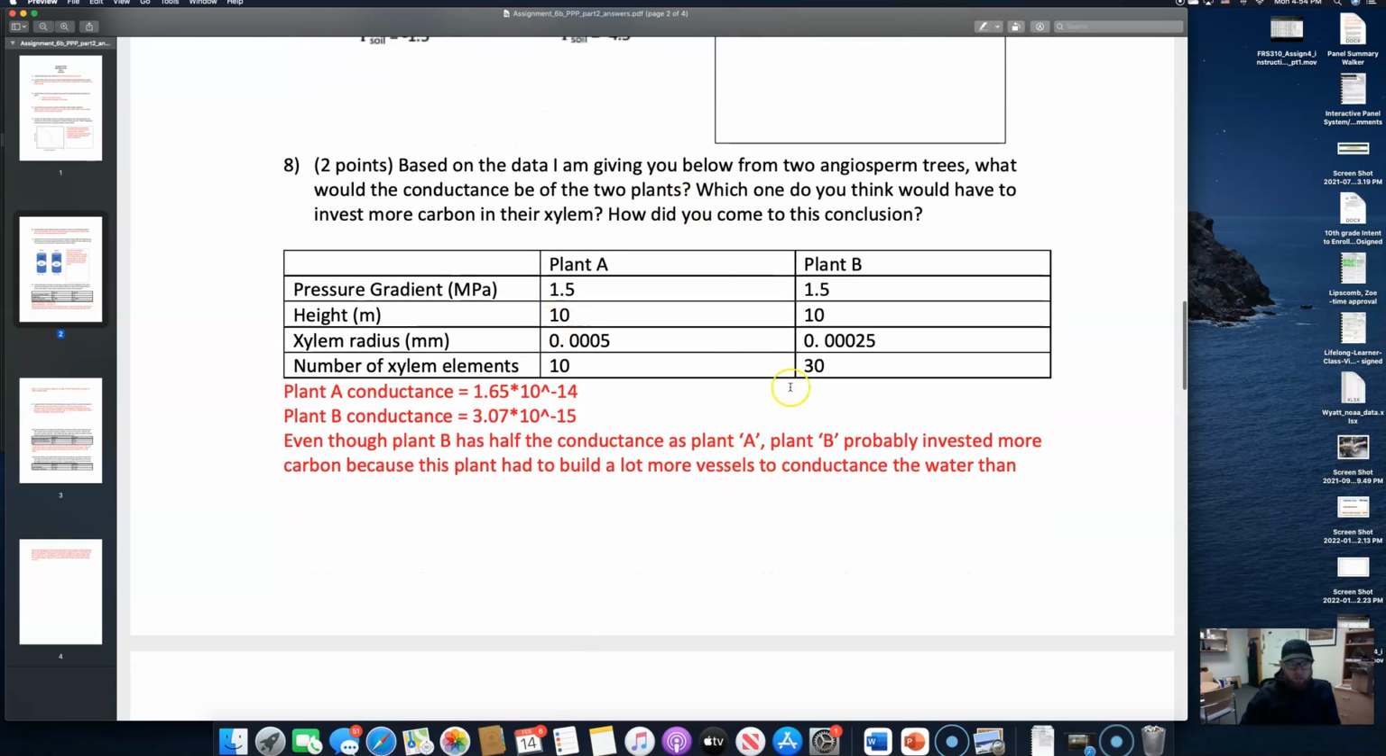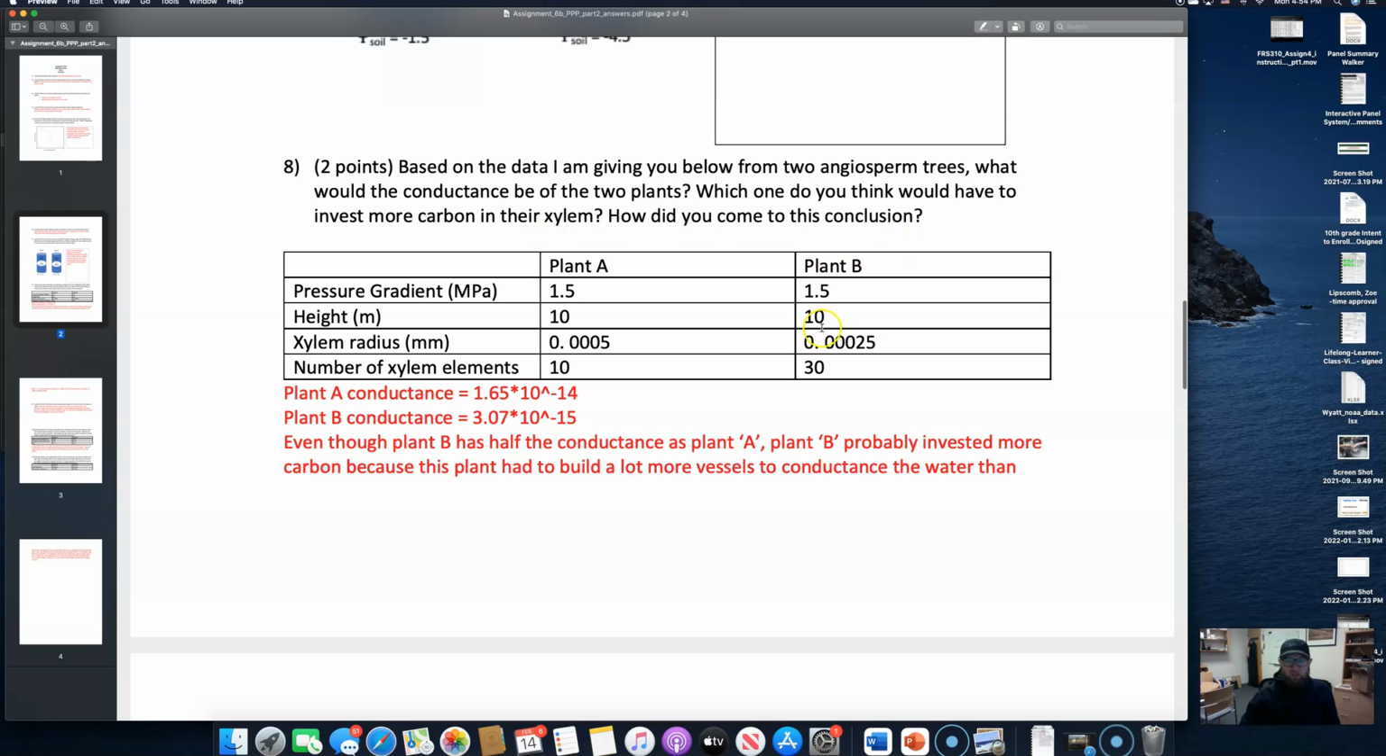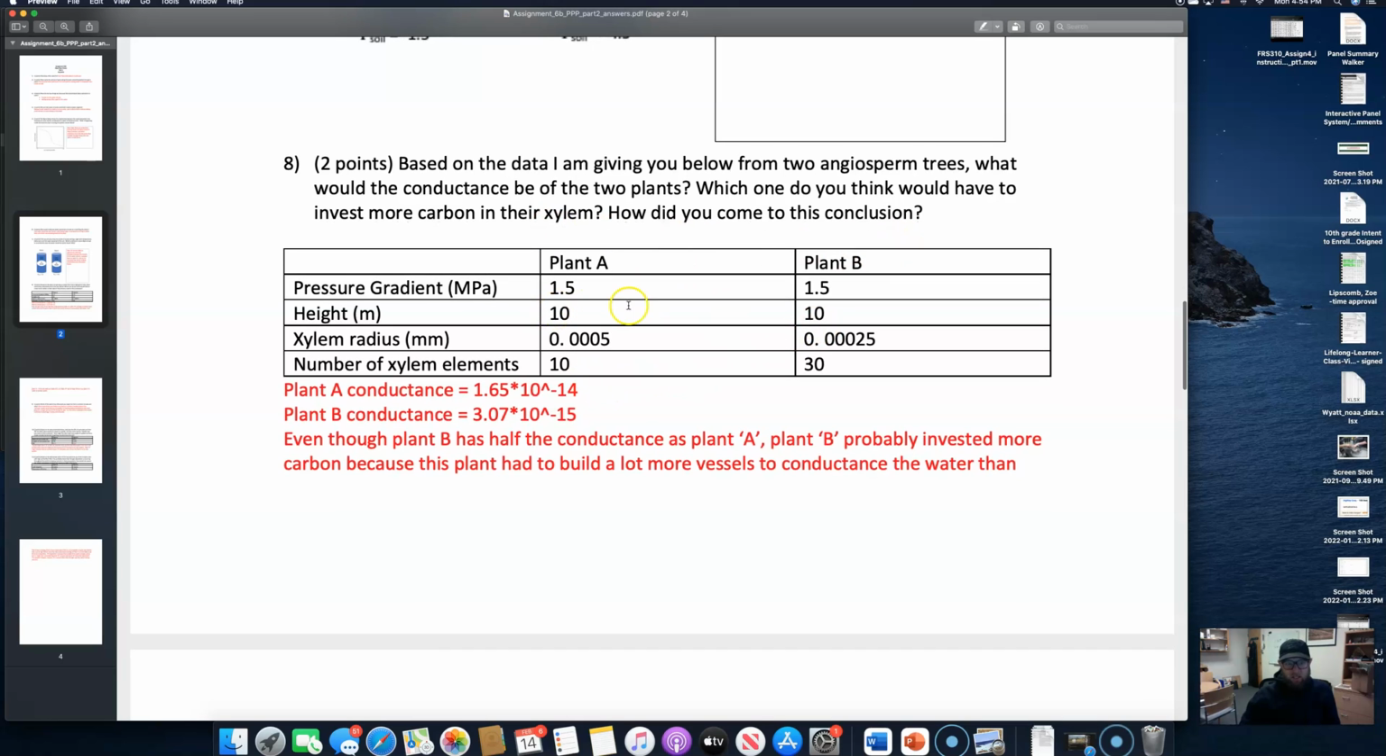All right, so I asked you to calculate the conductance of two different plants. The question is, which one invests more carbon in their xylem, and how did you come to this conclusion? Let's look at these numbers. The actual calculations aren't quite as important, but it's helpful to see those final numbers. Plant A is going to have a much lower conductance than plant B. You can see there's a whole order of magnitude difference in conductance. This one's 10 to the minus 14, this one's 10 to the minus 15, if you did all the same unit conversions I did. But you should see an order of magnitude difference regardless.